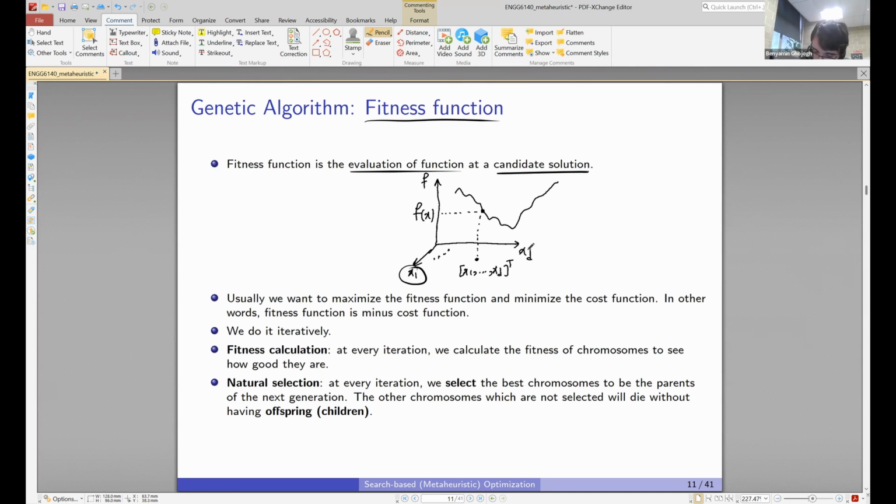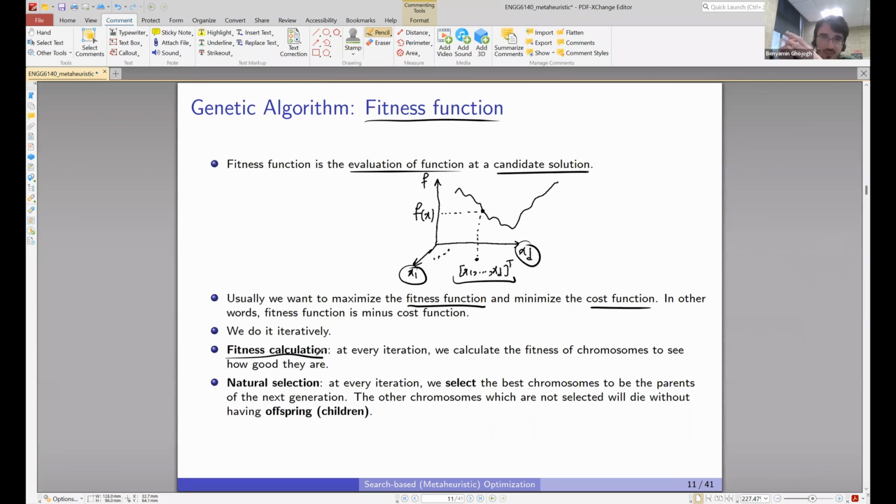So assume X is a d-dimensional variable, so x1 to xd, d-dimensional vector. Then at that point, we evaluate the function called the fitness function, and that gives us f of x. So this is evaluating fitness function. But there is a slight difference between fitness function and cost function. Usually, by convention, we want to maximize the fitness function and minimize the cost function. Therefore, if we have a minimization of some cost function, we can multiply the cost function by -1 to get the fitness function. Recall the preliminaries where we said how to convert minimization to maximization and vice versa.